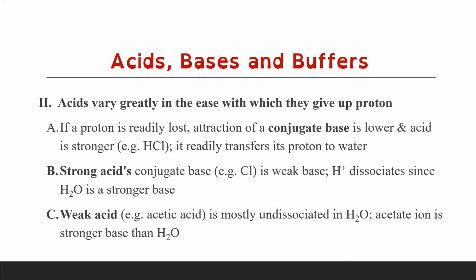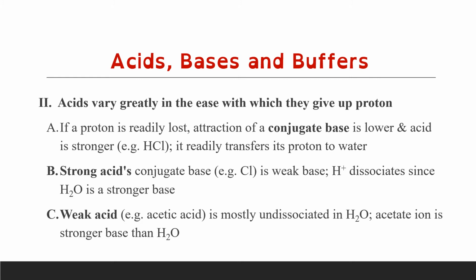Acids actually vary greatly in the ease with which they give up protons. When the acid loses a proton, it becomes a base, which is termed the conjugate base of the acid. Similarly, when a base accepts a proton, it forms an acid, which is termed the conjugate acid of the base. So if a proton is readily lost, attraction of the conjugate base is slower and the acid is stronger.